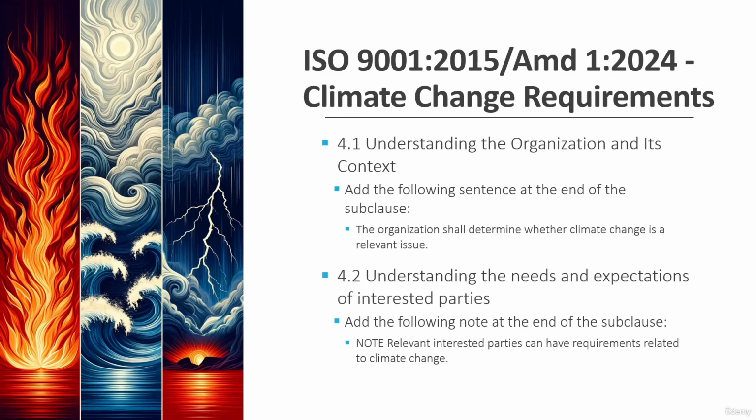Here are the exact wordings of the amendment. This is not a long amendment, just 2 sentences have been added. In 4.1, which is understanding the organization and its context, one sentence added is that the organization shall determine whether climate change is a relevant issue. What we were doing in 4.1 was looking at the context of the organization, the internal and external factors which could affect it. Now in those factors, a specific factor, climate change, has been added. So it requires that when the context of the organization is reviewed, you look at the climate change aspect as well. And the second change was in clause number 4.2, which is understanding the needs and expectations of interested parties.